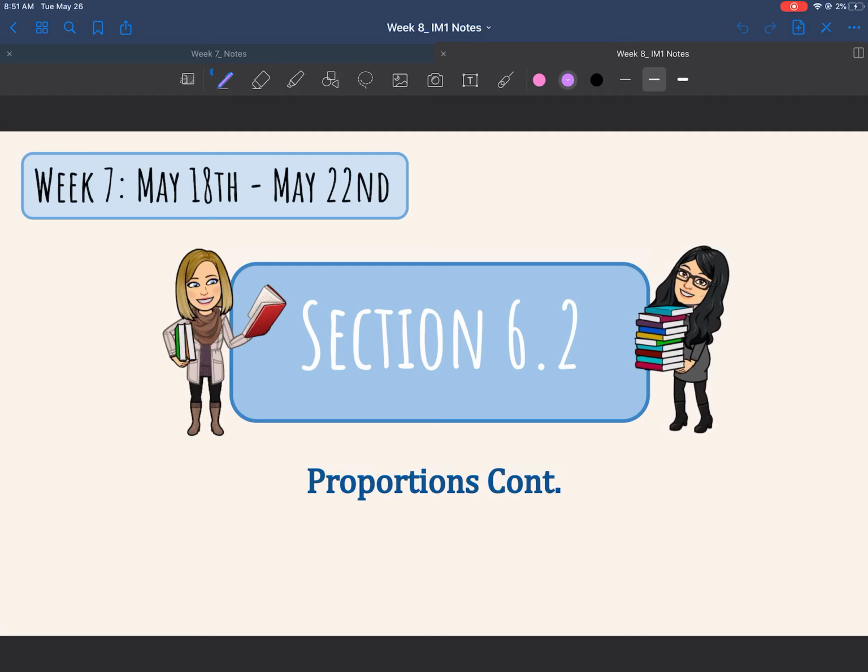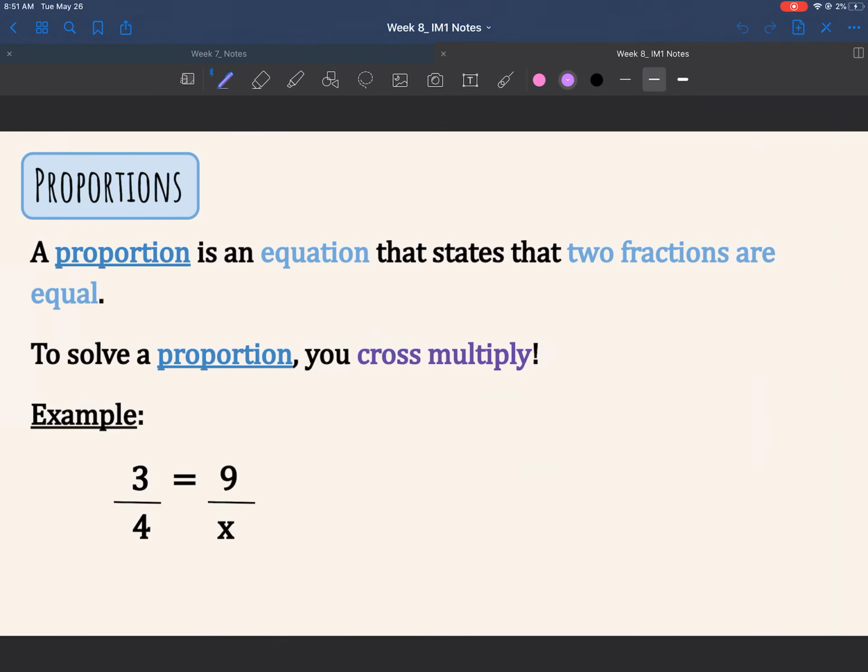So we are going to be looking at section 6.2, which is continuing with proportions. So a proportion, as we talked about last week, is an equation that states two fractions are equal. And if we're going to solve a proportion, we have to cross multiply.